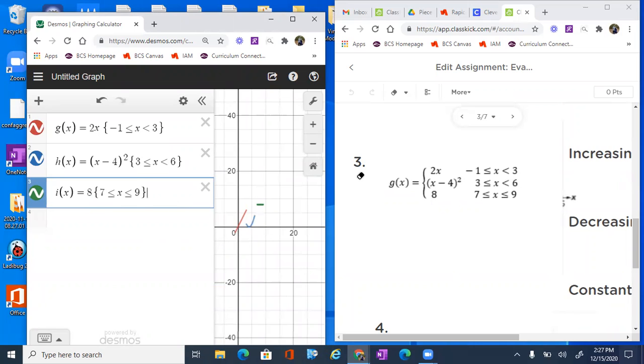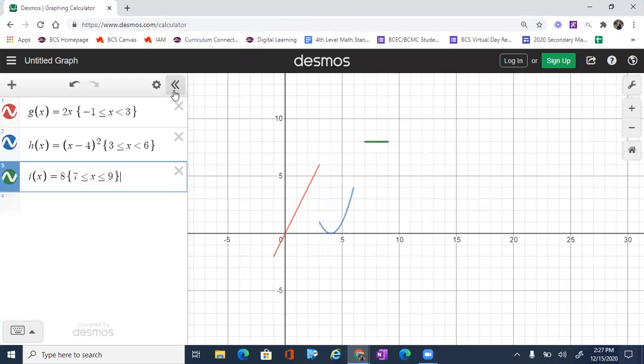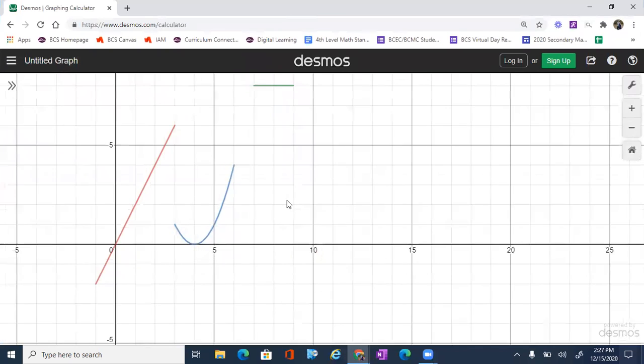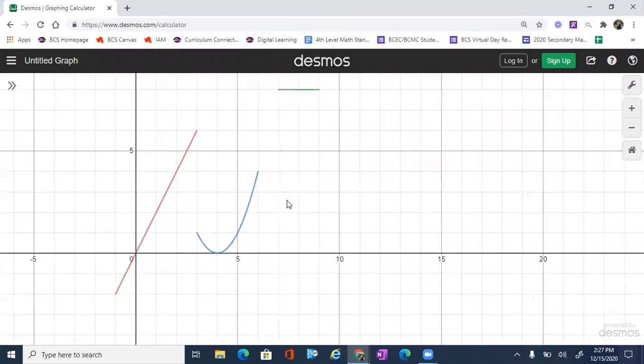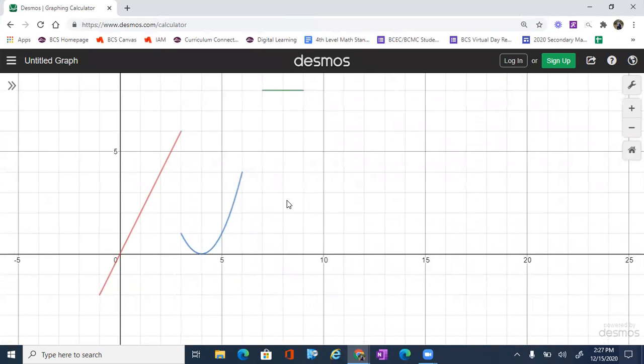For my purposes, I like to go ahead and take the 2x, the x minus squared, and 8. I know it is called g of x, but I break them into 3 different functions on Desmos just to make my life easier with calculations later on. But the purpose of today is simple. Let's go ahead and find increasing, decreasing, and constant sections.